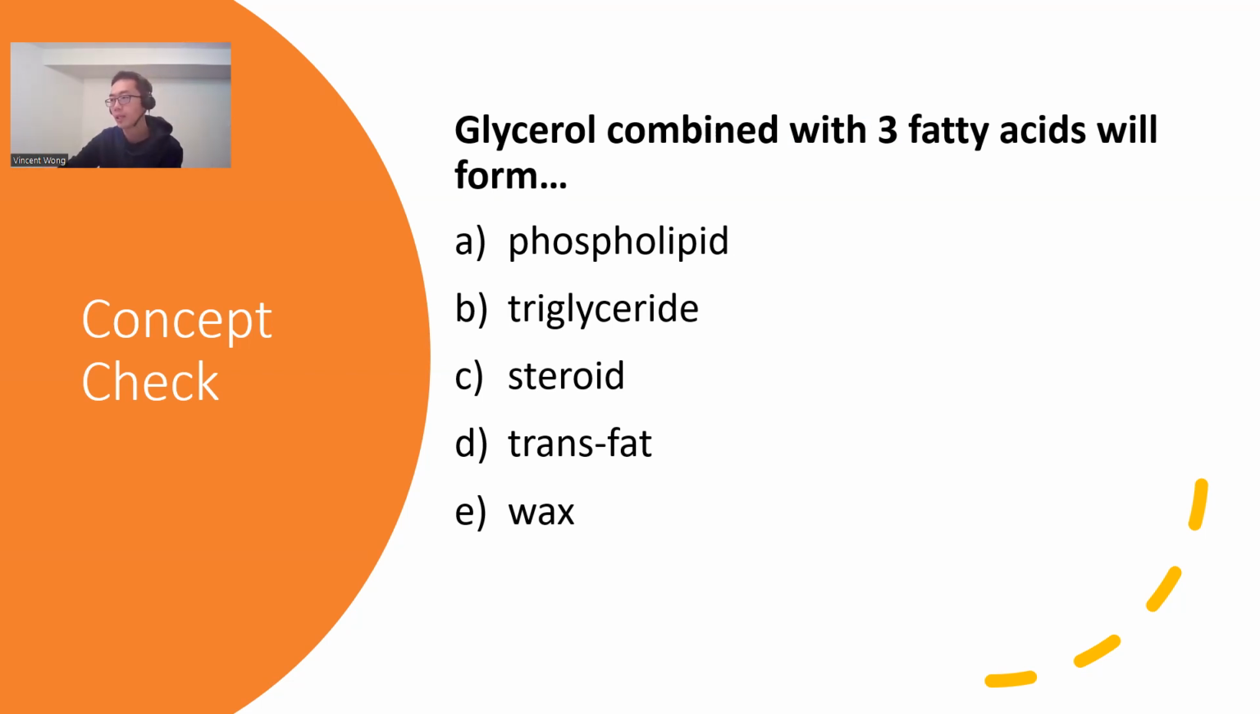Okay, thank you. 11 out of 18 of you answered, and all of you got it right. It's the triglyceride. I've been repeating this for the whole class, right? Glycerol plus 3 fatty acids, you get triglyceride. Triglyceride. Okay, next question.